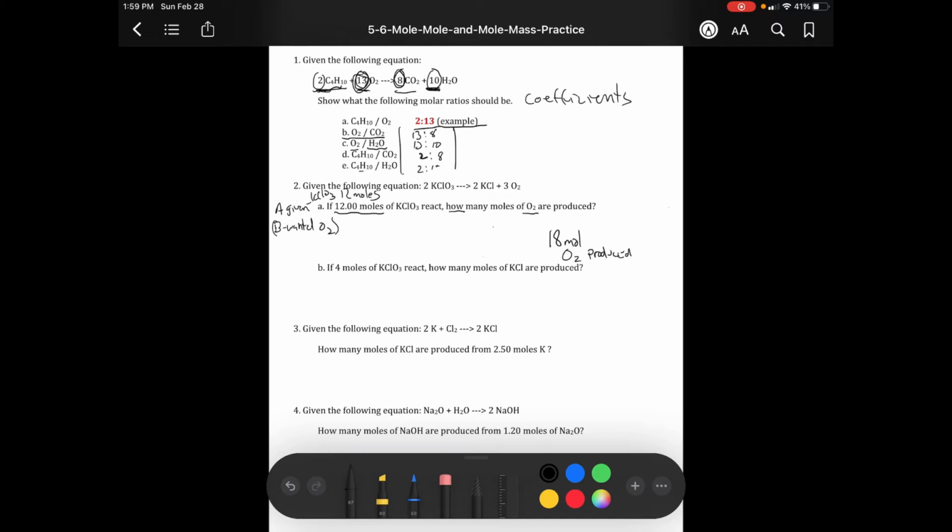Now remember our steps. If we are given mass, we convert to moles, and we do that through the molar mass off the periodic table by adding all of that up. If we're going from moles A to moles B, we just simply use our coefficients.